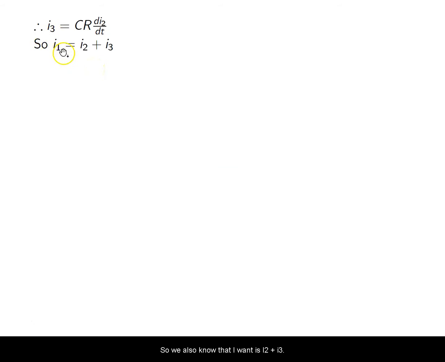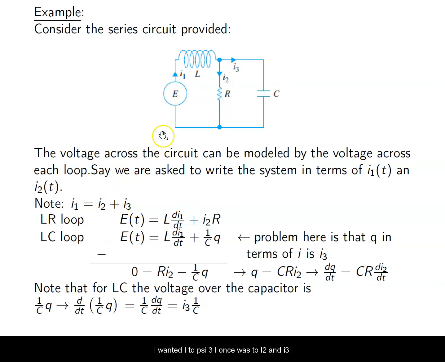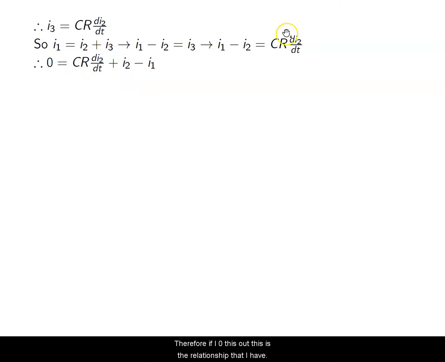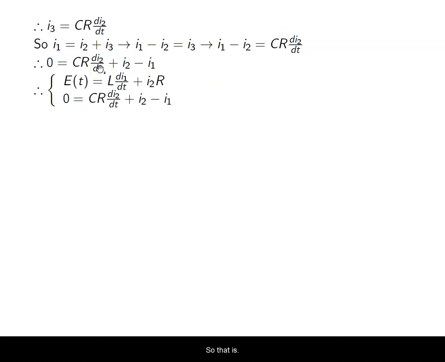We also know that I1 is I2 plus I3. I1 splits into I2 and I3. So if I try to isolate I3, I get I1 minus I2. So I1 minus I2 equals I3. This is I3, therefore if I zero this out, this is the relationship that I have.